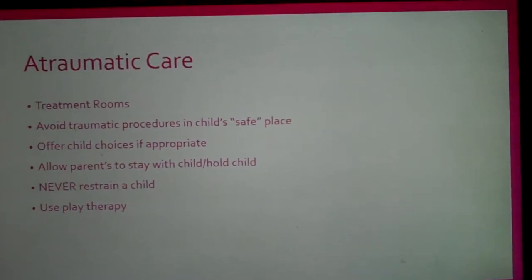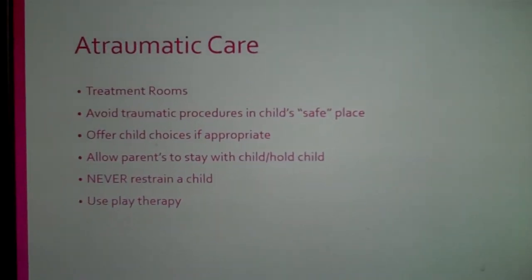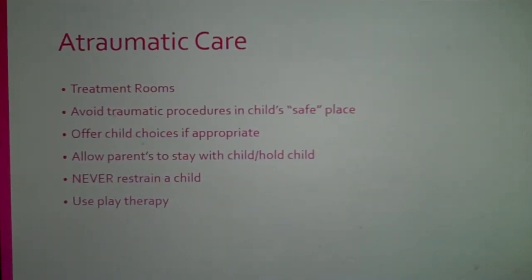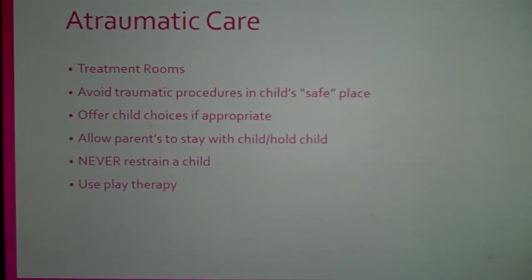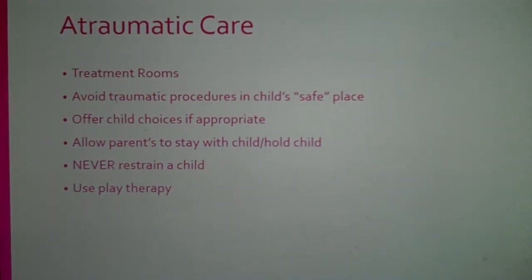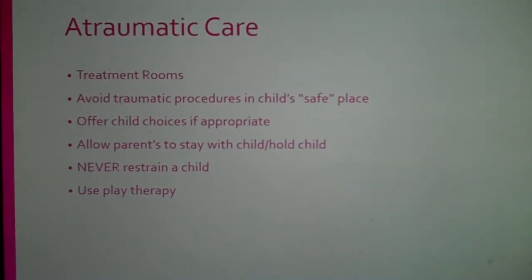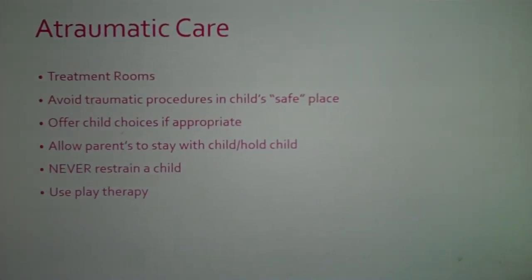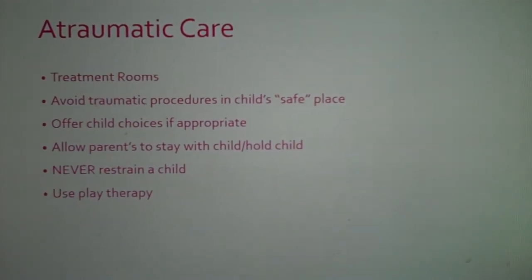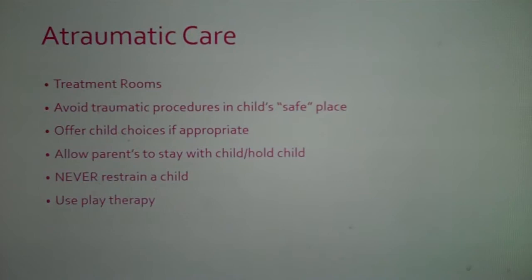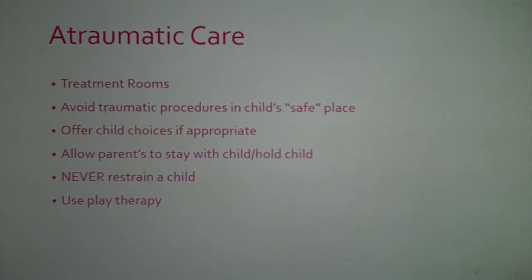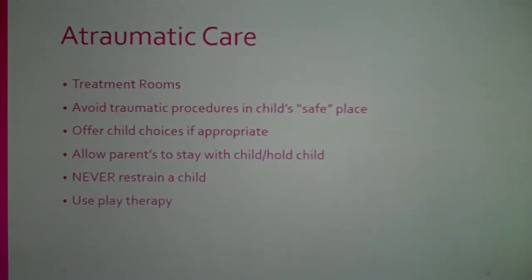Atraumatic care, so you will see that word over and over again when we talk about pediatric care. Some things we can do to make things more comfortable for children: provide treatment rooms, avoid traumatic procedures in a child's safe place, such as their hospital room. Offer the child choices if appropriate. We want to let them have as much control as possible. Allow parents to stay or hold the child during procedures, but never restrain a child. You must know never to restrain a child. If you see a question that has the word restrain in it, be very cautious on picking that.